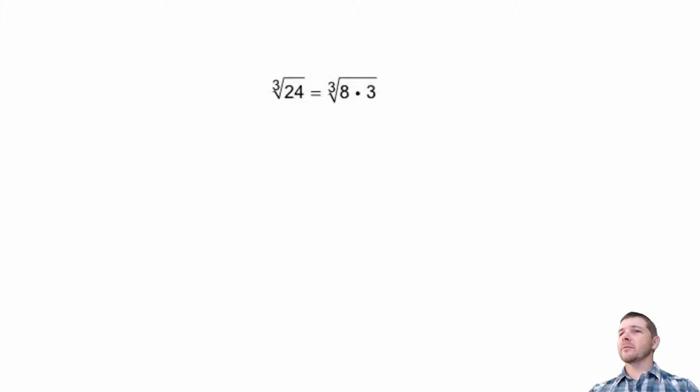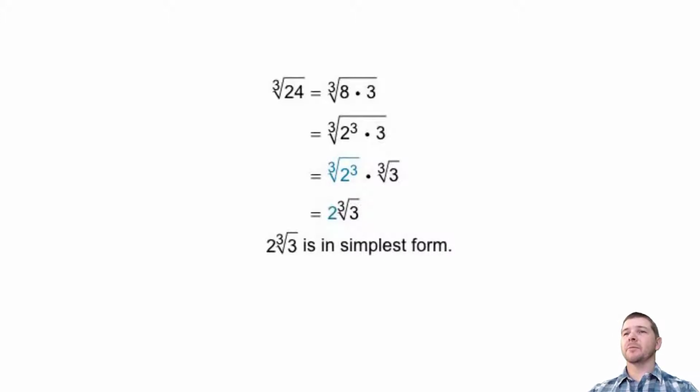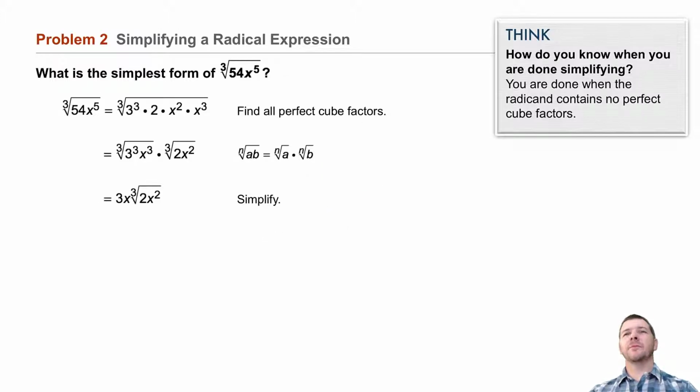The cube root of 24 can be rewritten as the cube root of the product 8 times 3, which is the same as the cube root of 2 cubed, equivalent to 8, times 3. This expression can be split and become the cube root of 2 cubed times the cube root of 3, and the cube root of 2 cubed is 2, so we have 2 times the cube root of 3, our expression in simplest form. Problem 2.